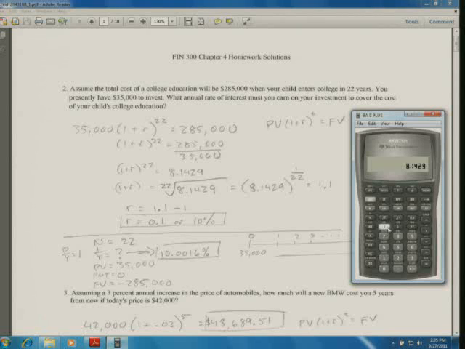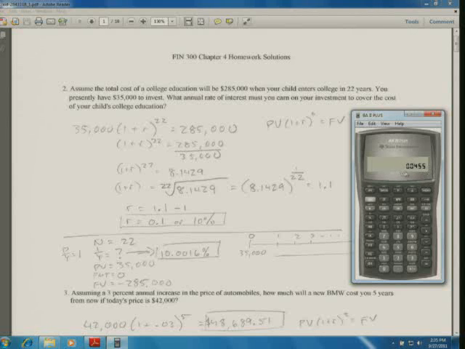So I'm going to open my parentheses. That's the open parentheses right above the 7 key. And I'm going to do 1 divided by 22. And then I'm going to close the parentheses. That's the key right above the 8. Now what you see in the display is 0.0455.